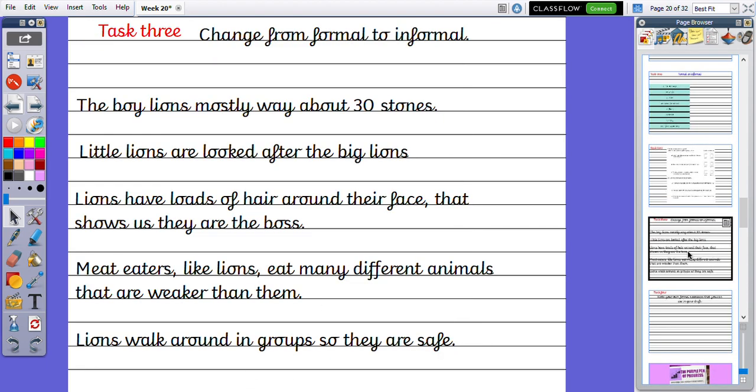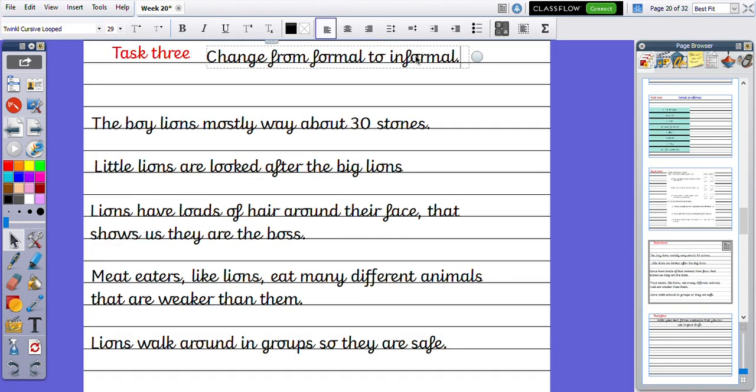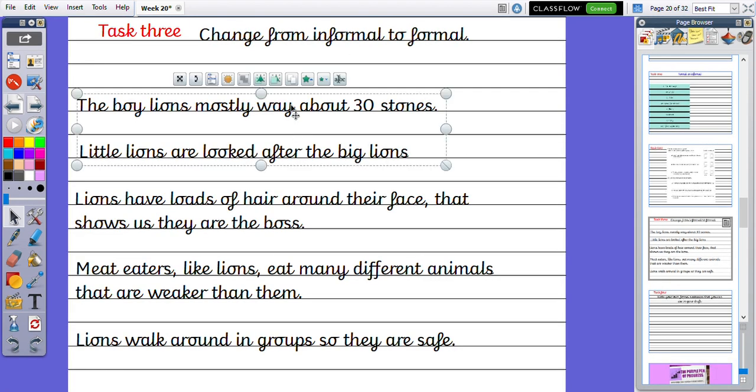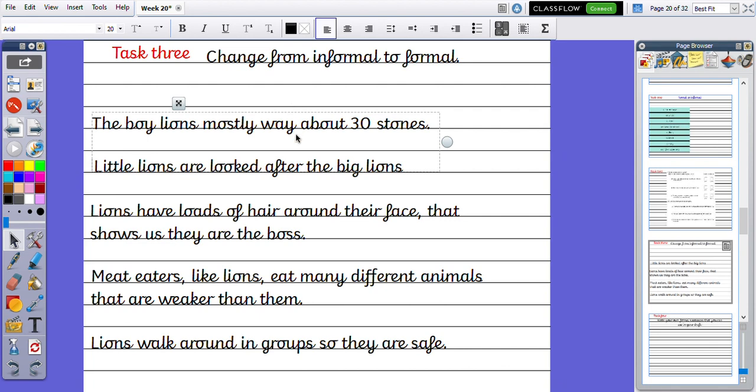And then task 3, we are going to apply it to our lions for our non-chron. So I've written some informal sentences here. Oh, I've written this the wrong way around. I need to change them from informal to formal. So the boy lions mostly weigh, oh, that's not the right way. So you could have corrected that as well for me. They weigh about 30 stone.